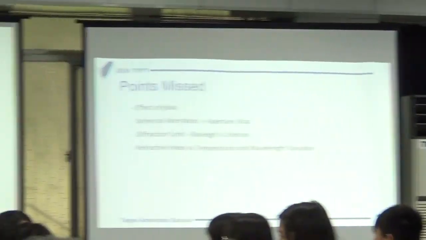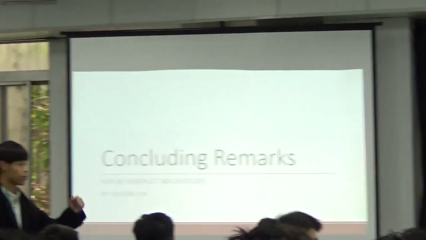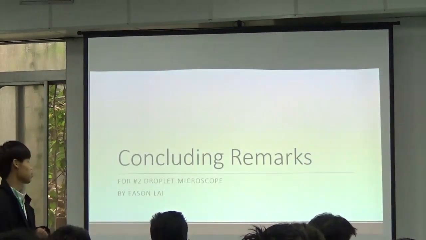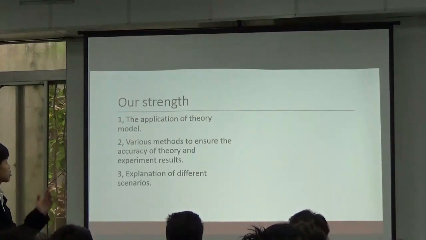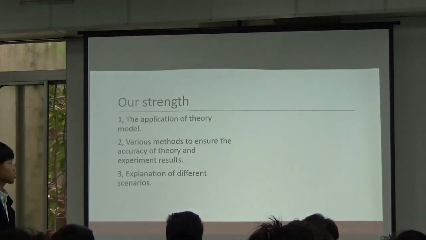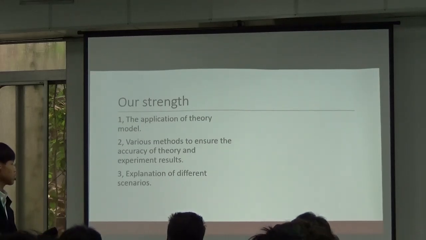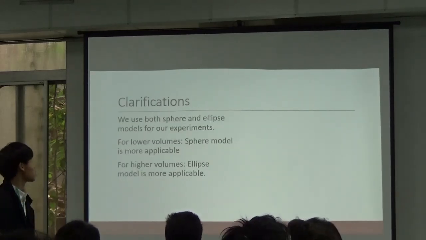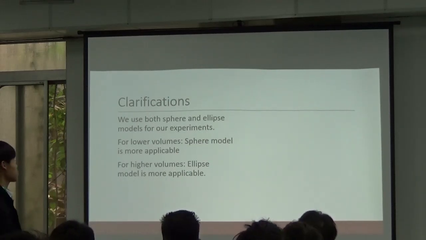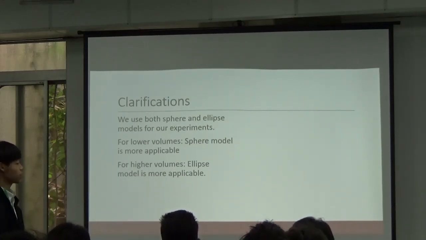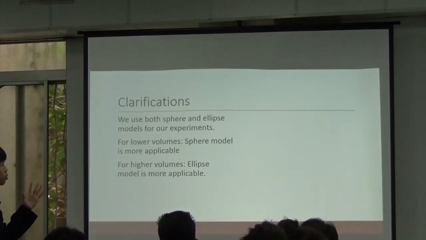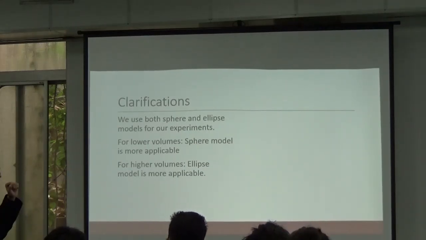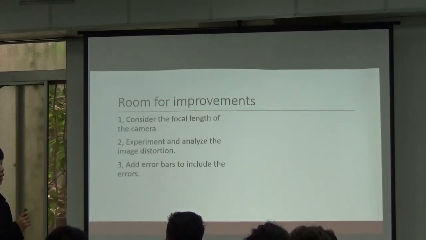Okay, so now, thank you to the opponents and reviewer, we're going to give the concluding remarks for our team. Our strengths are the application of theory and model, second, the various methods to ensure the theory and experimental results match, and third, explanation of different scenarios. For clarification, we use both sphere and lens models for our experiments. For lower volume, the sphere model is more applicable, and for high volume, the lens model is more applicable.